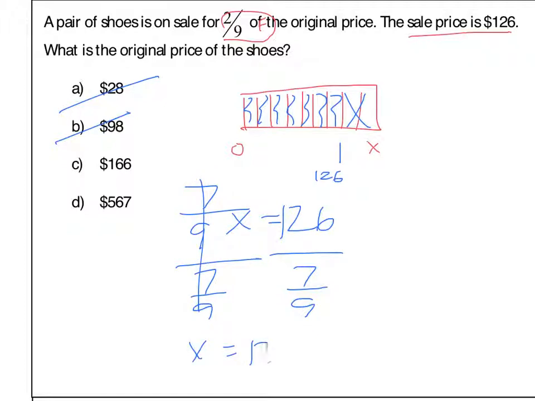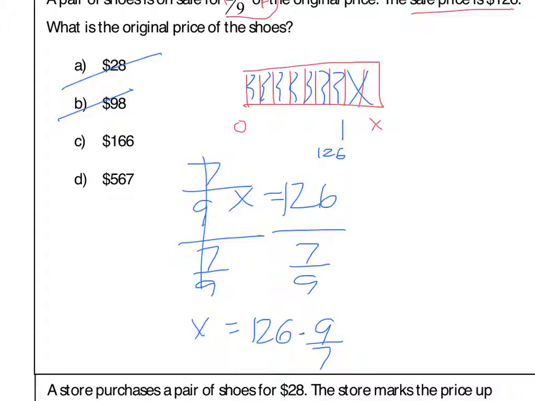So x is equal to 126 times 9 over 7. If we go ahead and do the math behind that, we should get 162, which is actually the answer choice on your classwork. 162. Alright, moving on to the next one.